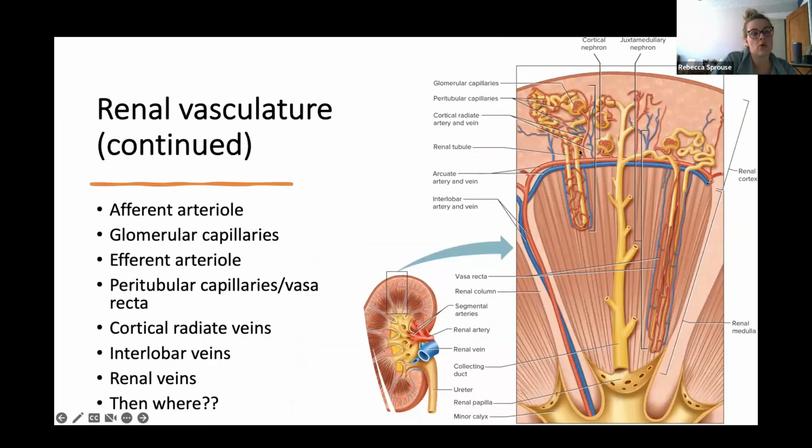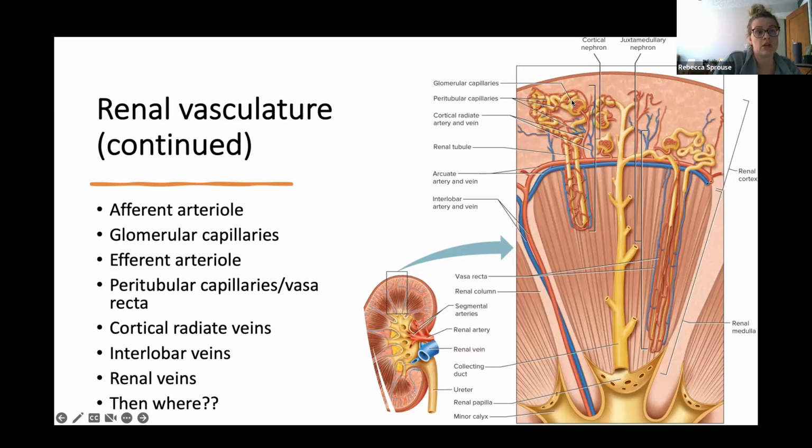From that cortical radiate artery, we're just going to add some branches here. After the cortical radiate artery, now we enter this glomerulus via something called the afferent arteriole. Afferent arteriole. Okay. Now, inside this little sphere here, there's capillaries. Those are called glomerular capillaries. That is where the majority of filtration is going to happen. And here is where the beginnings of urine are going to be formed. It's going to be called filtrate until it leaves the kidney. But this is where all that's going to start.